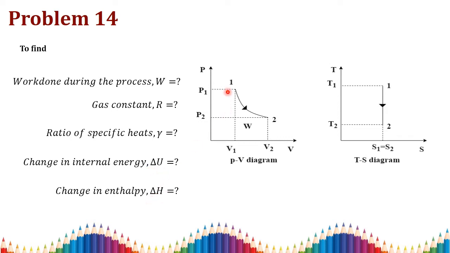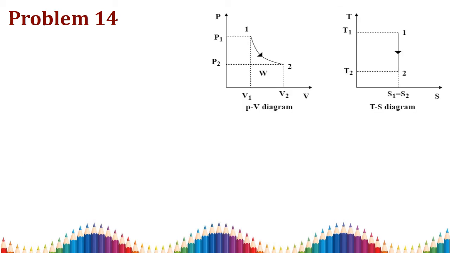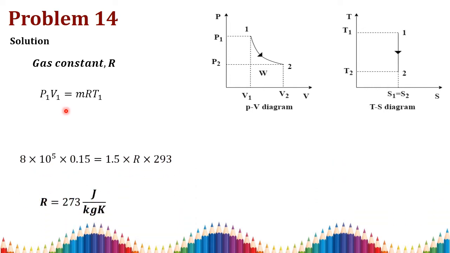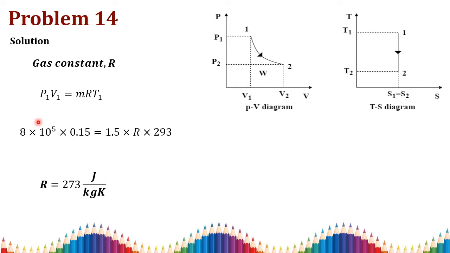As we all know, it is a reversible adiabatic process, so work is done but there is no heat, because entropy is constant and there is no area under the TS plot. So from the TS plot, Q is equal to 0. First, we need to find the gas constant. The ideal gas equation is PV equals mRT. The initial pressure, volume and temperature are given, and all units are substituted in SI units. Then your R value will be 273 joule per kilogram Kelvin.